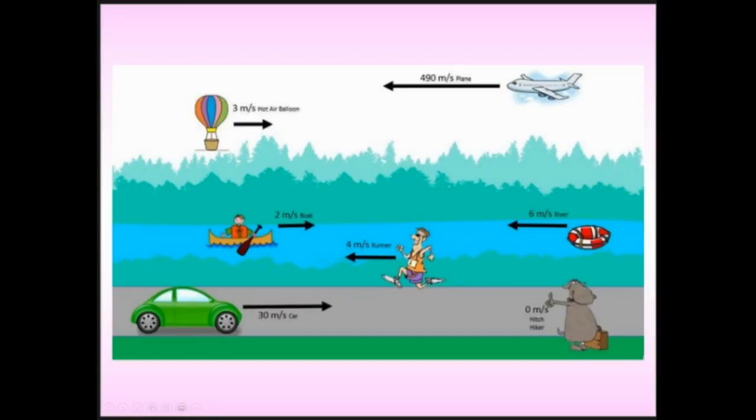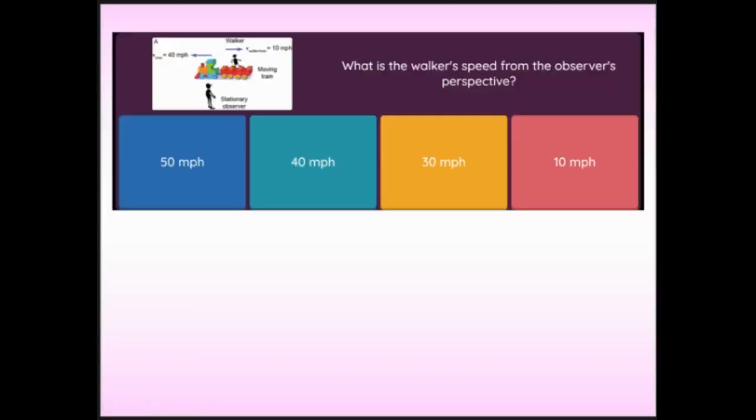Okay, let's do this. So, what subscripts do we need? We're not going to call them observer. We're going to call them what they are. Ground. So everyone, G for ground. Sure. W for walker, and T for train.